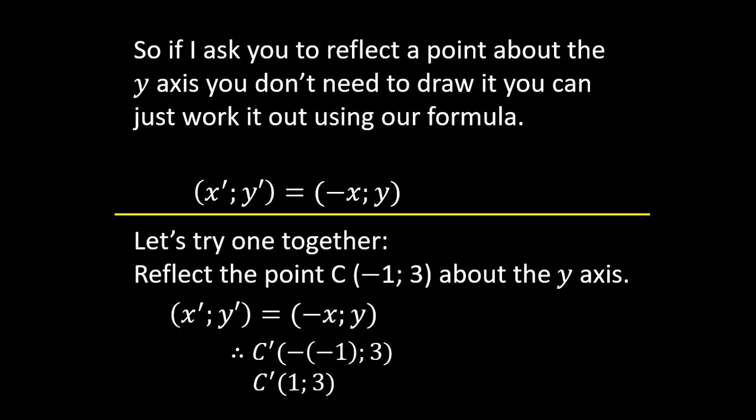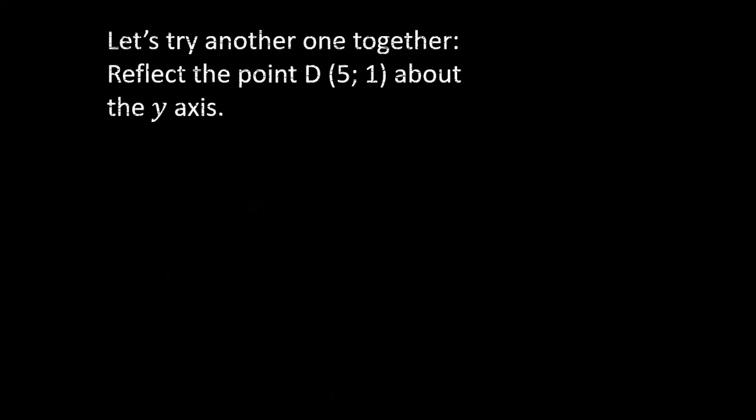Notice the x sign has changed, the y value stays the same. Let's look at another example. Reflect point D about the y-axis. Again, we look at our formula. (x', y') equals (-x, y). So now we substitute our values for x and y in, and we get D prime is equal to (-5, 1).